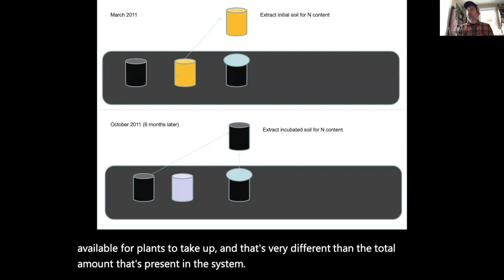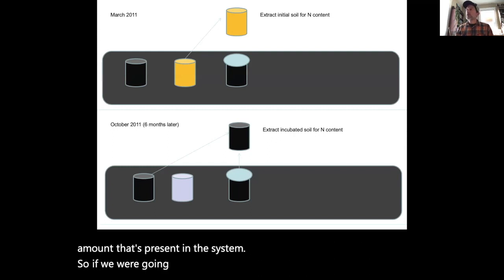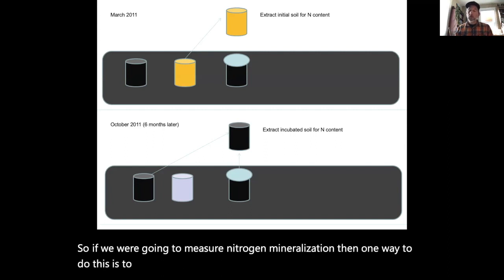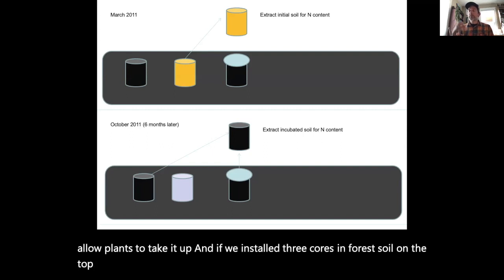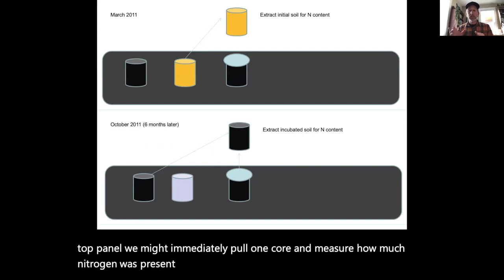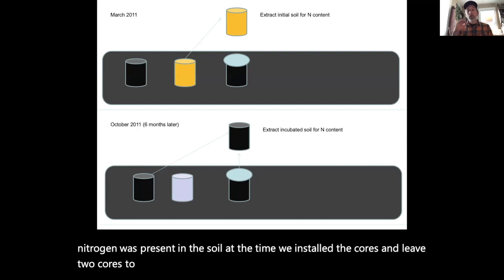So if we were going to measure nitrogen mineralization, then one way to do this is to use a core technique where we have cores with walls that don't allow plants to take it up. And if we installed 3 cores in a forest soil on the top panel, we might immediately pull one core and measure how much nitrogen was present in the soil at the time we installed the cores, and leave 2 cores to incubate in the field, one with a lid on it and one without.